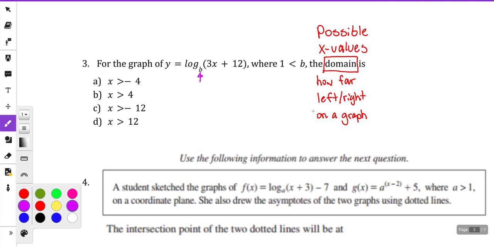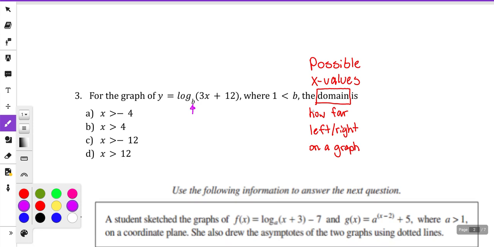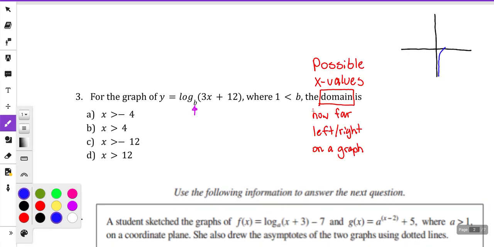They want you to take your mother function. Mother function looks like this, up and over with an asymptote there. And they want you to transform that and figure out what the new domain would be. For the record, my old domain, my mother function, would be x is greater than 0. I'll write that down. X is greater than 0.